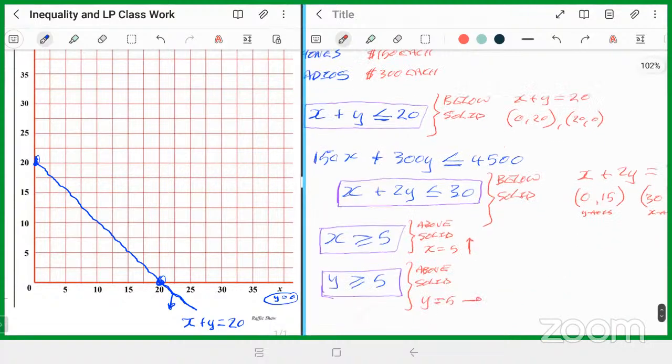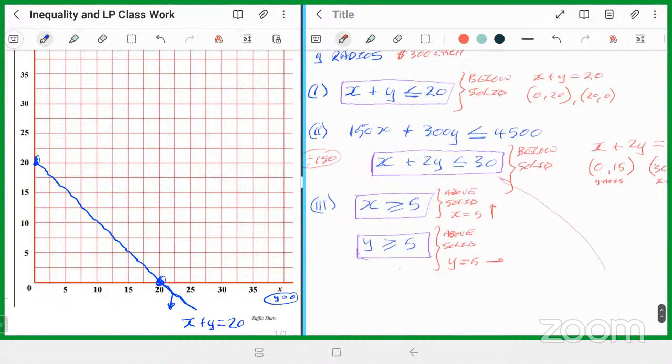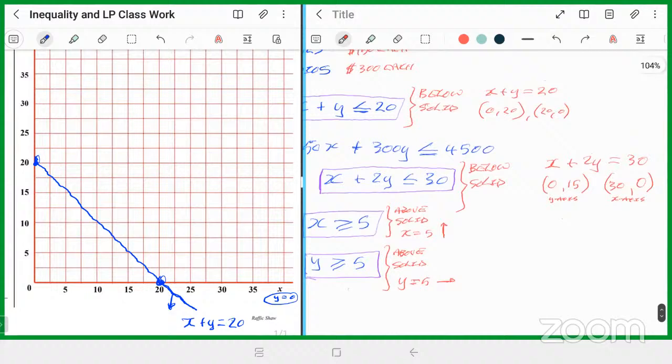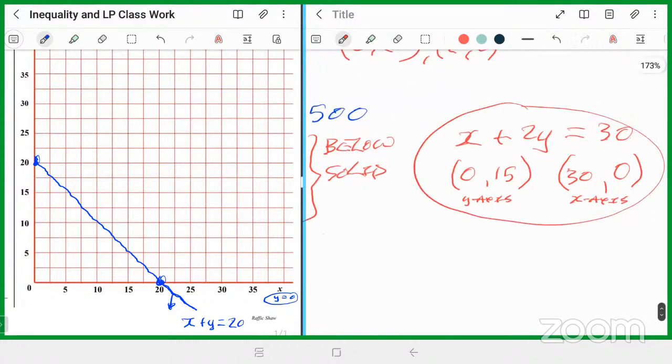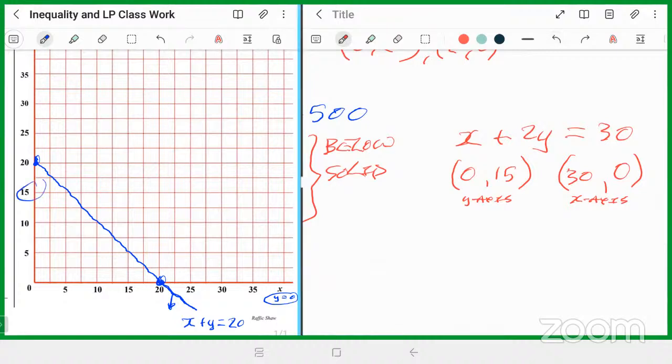So the next line is this one now, and the next inequality represented that one. That line, we said, passes through 0, 15 on the y-axis, which is right here, and it passes through 30, 0 on the x-axis. So out here, 30, 0. We just need to draw a straight line through those two points, so through this and this. Straight line. So let's line it up and go like so.